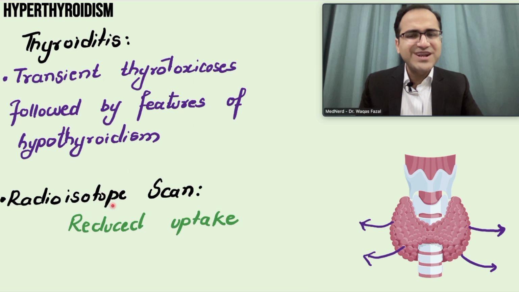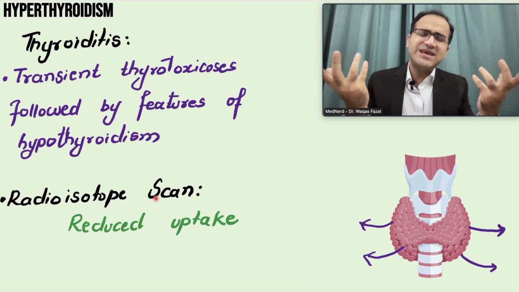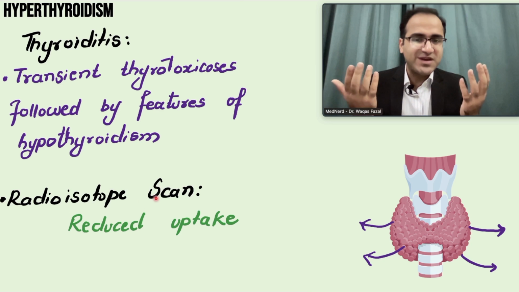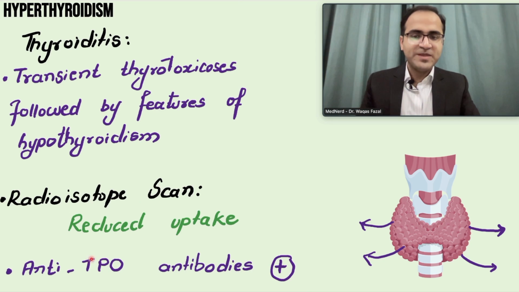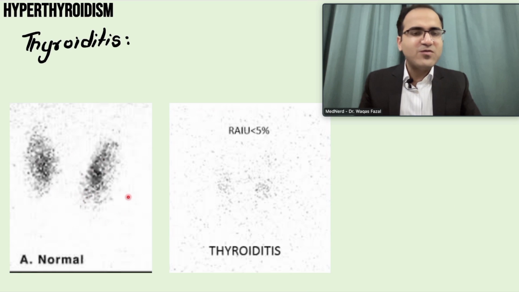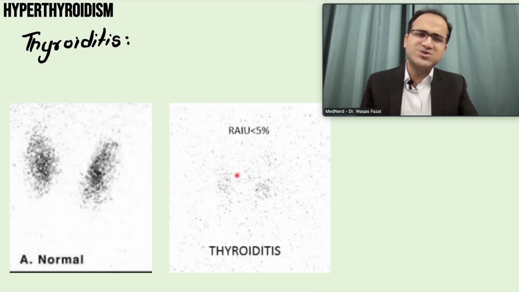When you perform the radioisotope scan, since there is destruction of the thyroid gland and the thyroid gland cannot take up the radioactive iodine, there will be reduced uptake in patients with thyroiditis. Now, there are certain antibodies that are also involved in the pathogenesis of thyroiditis, like anti-thyroid peroxidase antibodies. If you perform a thyroid scan in these patients, there will be reduced uptake because there is destruction of the thyroid gland.